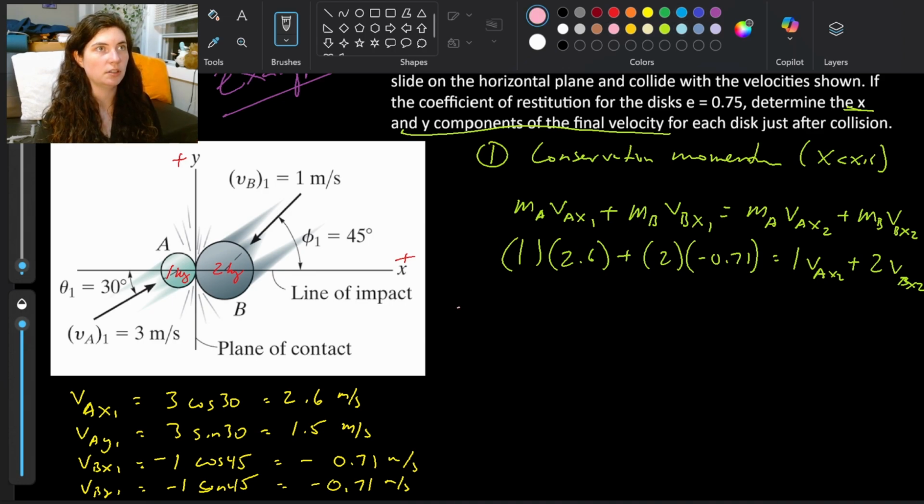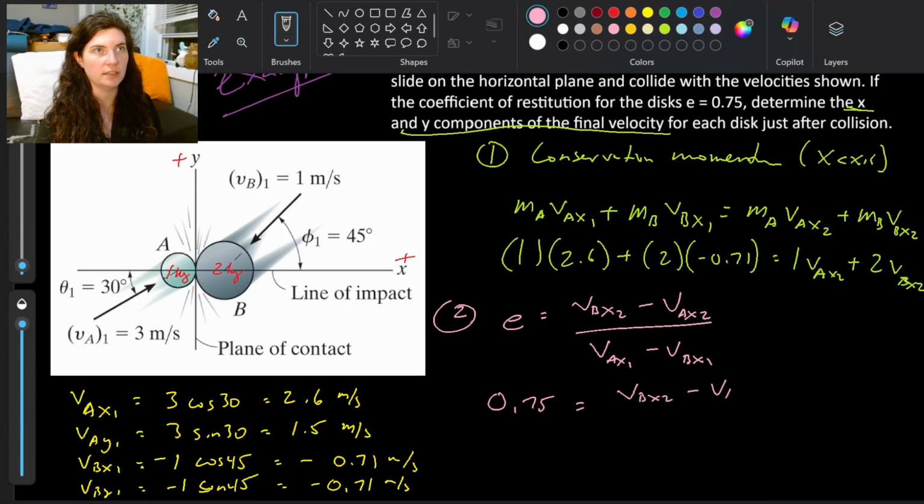So I'm going to swap over to my next step and do my coefficient of restitution, because this only works in the x-axis, right? It only works on the line of impact. So my coefficient of restitution is going to be VBX2 minus VAX2 over VAX1 minus VBX1. And the coefficient of restitution they gave was 0.75. So 0.75 equals VBX2 minus VAX2 all over 2.6 minus a negative 0.71.